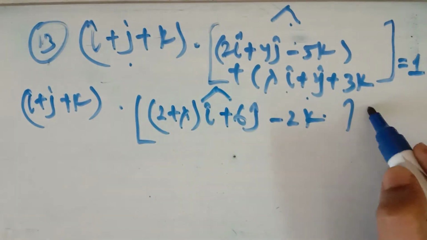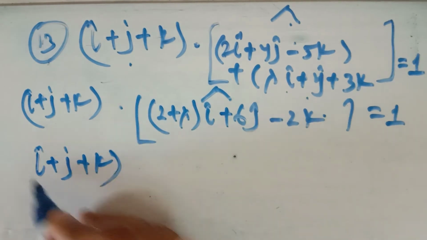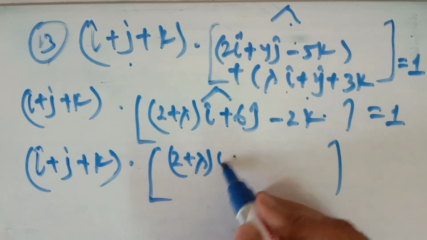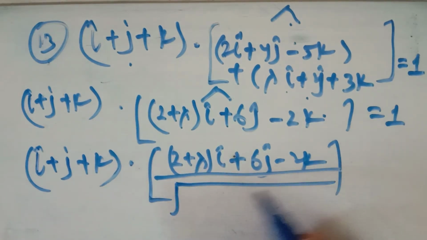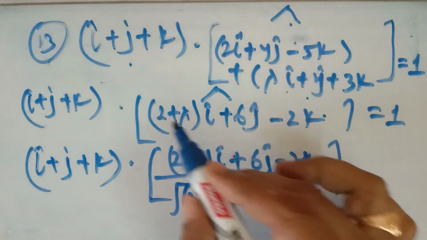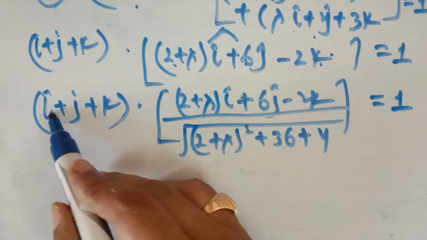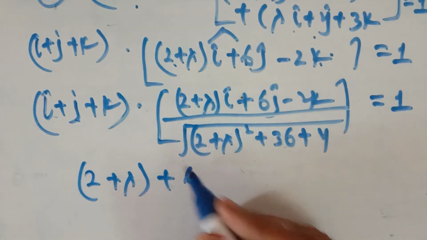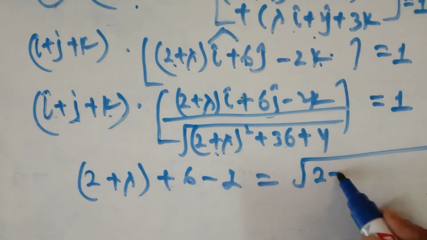You have to find the cap of this vector, and the cap of this vector, you know, is the vector divided by the modulus of the given vector. So 2 plus lambda i plus 6j minus 2k divided by the modulus of this vector, which is equal to under root x square plus y square plus z square. Now find the dot product of these two. So i with i, it will be equal to 2 plus lambda. j with j, it will be equal to 6. k with k, minus 2. And you take this to the right hand side, it will be equal to under root of 2 plus lambda whole square plus 40.